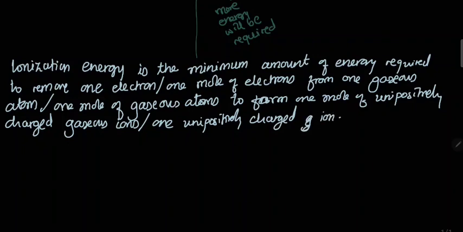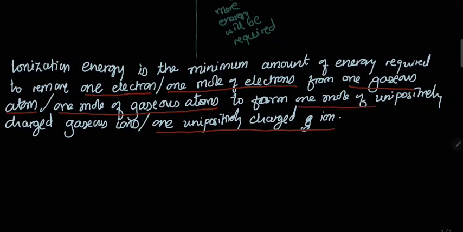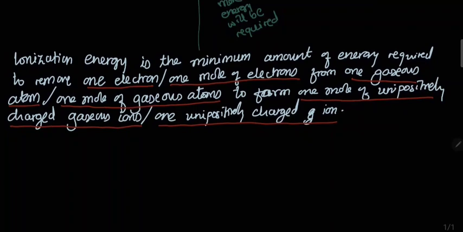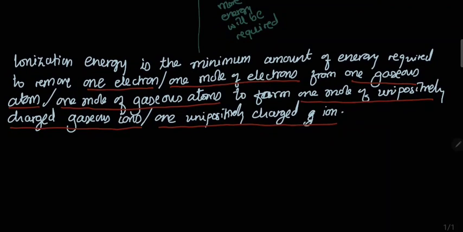Now see, in this definition we have 1 electron, so that means you continue with 1 gaseous atom and 1 positively charged ion. Similarly, if we use 1 mole of electrons, that means 1 mole of gaseous atoms and 1 mole of positively charged gaseous ions. Now let's put it into practice.